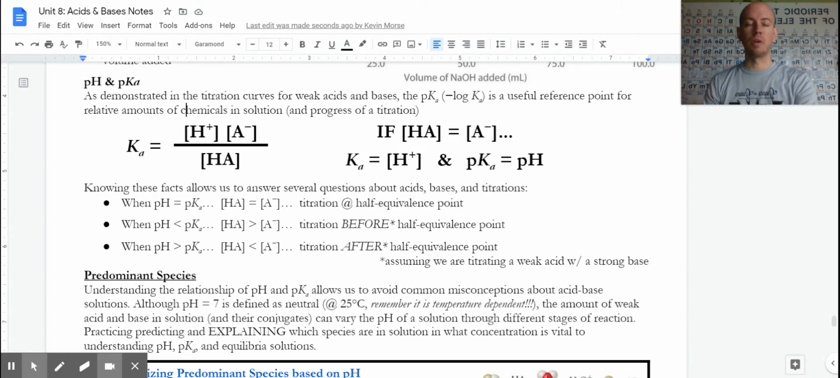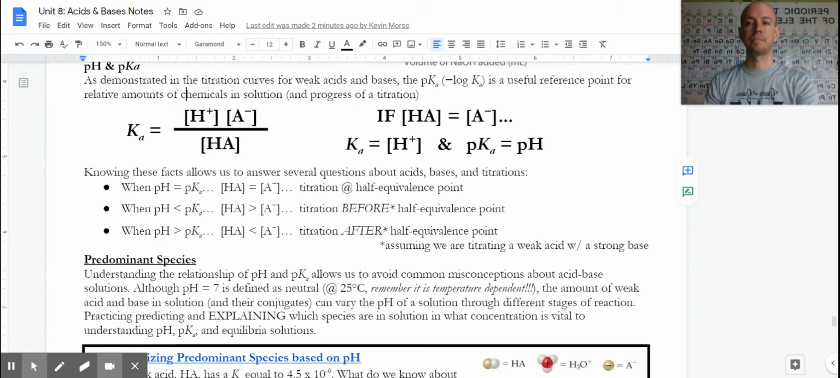The half equivalence point, once again, is when half of my acid has been converted into its conjugate base. That's the place where those two concentrations would be equal. If we look at them in terms of this equation, they would cancel, leaving our Ka equal to our hydrogen ion concentration. If those two are equal, the negative log of each is equal as well, which gives us some helpful reference in terms of understanding what our pH is when they are equal to each other, and when we have more of one species than the other.